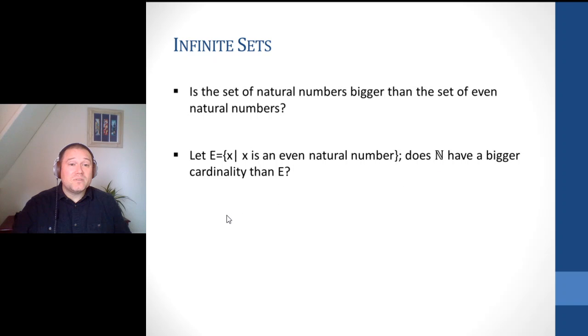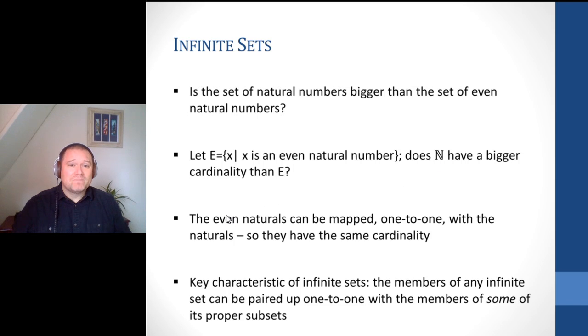But here's the weird thing. It doesn't. In fact, the even naturals can be mapped one-to-one with the naturals. We can give an isomorphism. And this is the creepy thing. That means they have the same cardinality. So N and E, my set of all the even natural numbers, have the same exact cardinality.